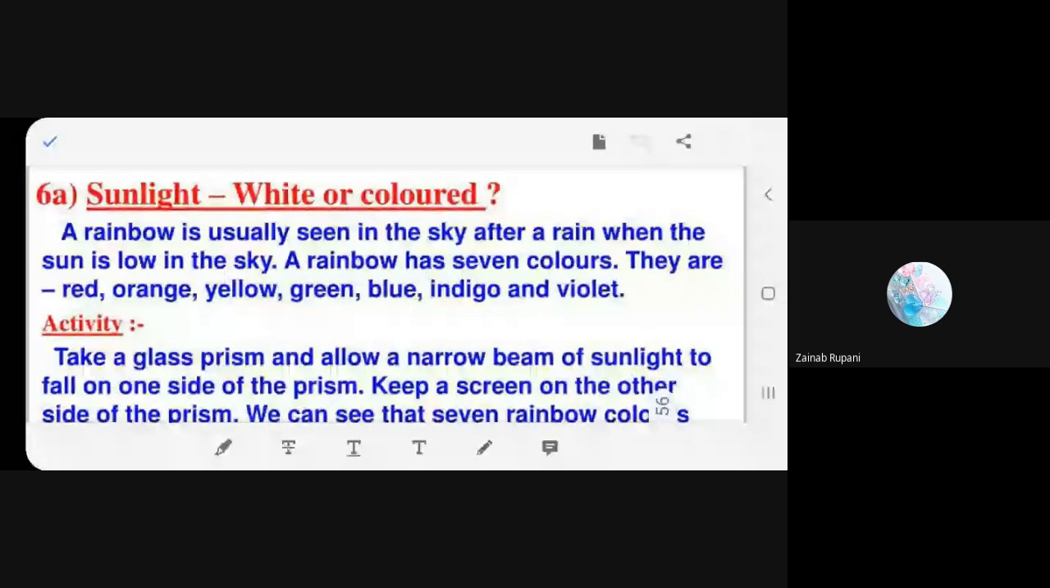Rainbow Activity. Rainbow is what? Just a moment, beta. When do you see a rainbow, beta? After rain. After rain, exactly. After rain, you get a rainbow. What does that mean? After rain, the atmosphere is filled with water vapor. Yes or no? It is wet, isn't it? The atmosphere is wet. It is not dry. You can see the difference?